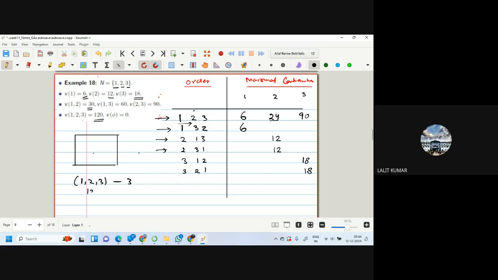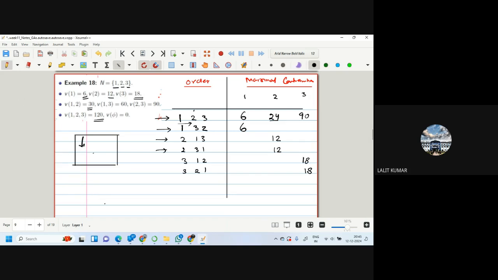So 1, 2, 3 is 120, minus 1, 2. Yes, that's what I was thinking. This was also covered, if you remember, in week 2 or week 3, marginal contributions: you remove that and then you find it. Now we do the same thing for 1 and 3.